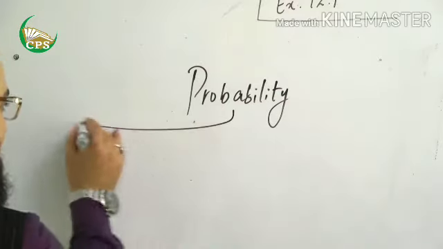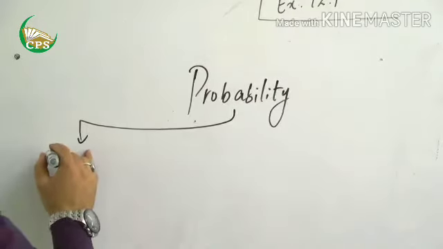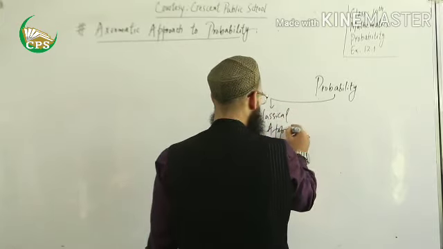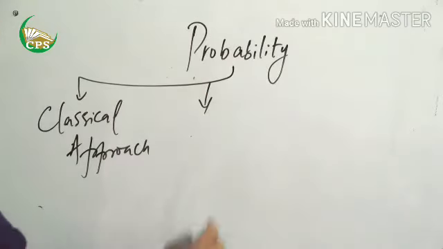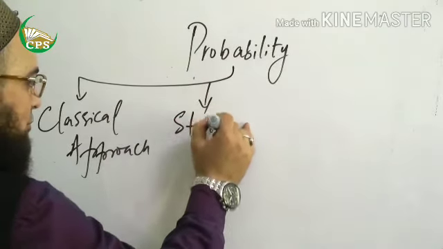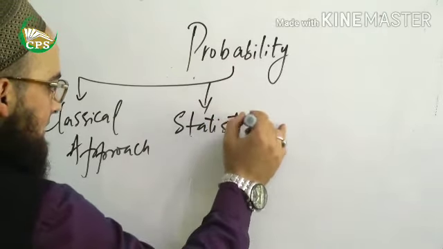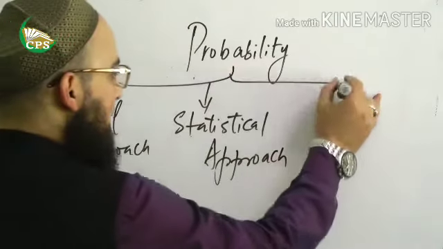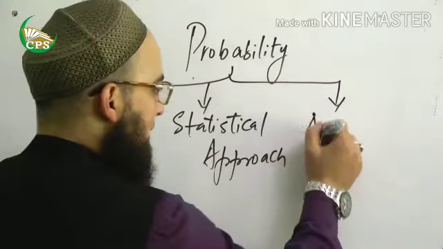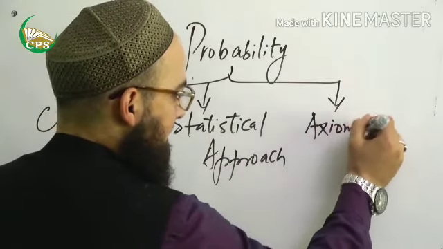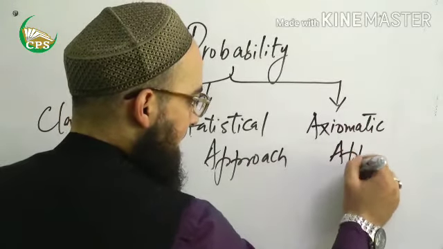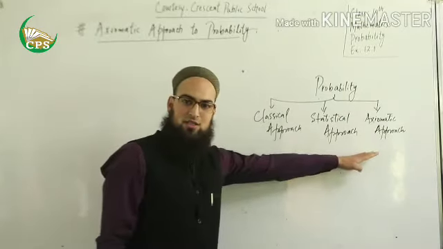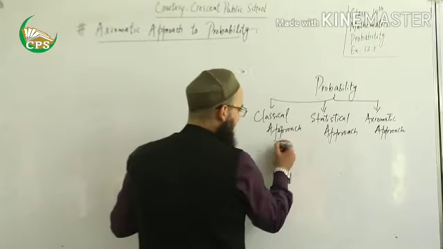Number one is called the classical approach. Number two is called the statistical approach. And number three is called the axiomatic approach. These are three approaches by which you can study probability. Now let us have a brief idea about all these three.